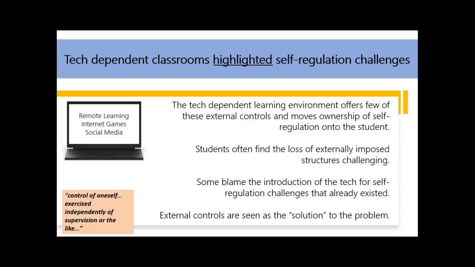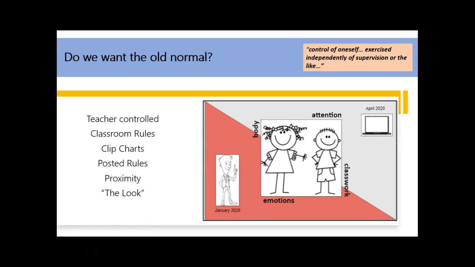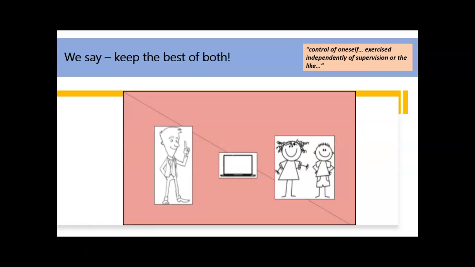So we have all learned and grown so much through this experience. And as we have moved into and are moving back into the classroom, the question is then becoming, do we want the old normal? Do we want to go back to the teacher centric classroom where we rely so heavily on rules and clip charts and proximity, and where many of us ended up very tired by the end of the day? Or do we want to go with keeping the best of both?